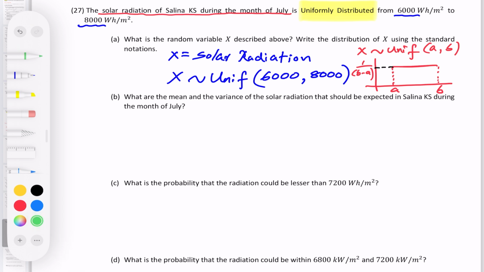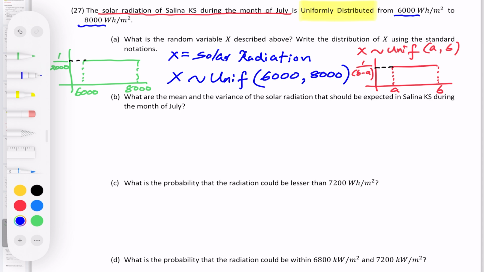So if you draw the histogram for this specific distribution in the question, it's going to be from 6,000 to 8,000, a rectangular distribution. So what should be this vertical height right here? That vertical height should be 1 over 8,000 minus 6,000, which is 1 over 2,000. All right, let's keep those things in mind and go on to part B.